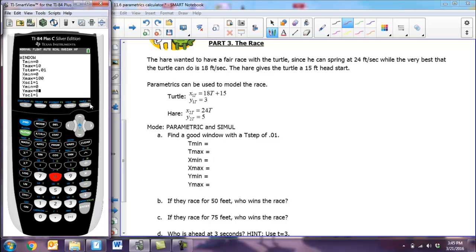So I'm going to go ahead and graph this, and we're going to watch the race. Oh, and the hare is brown, and the turtle is green. And so you can see they're going, and there goes the hare. The hare has won that race if it was 100 feet. So we found our window. And I'm going to be super lazy. Actually, my calculator's still trying really hard to finish what it's doing. So this was the window that I used, if you need to copy it down.